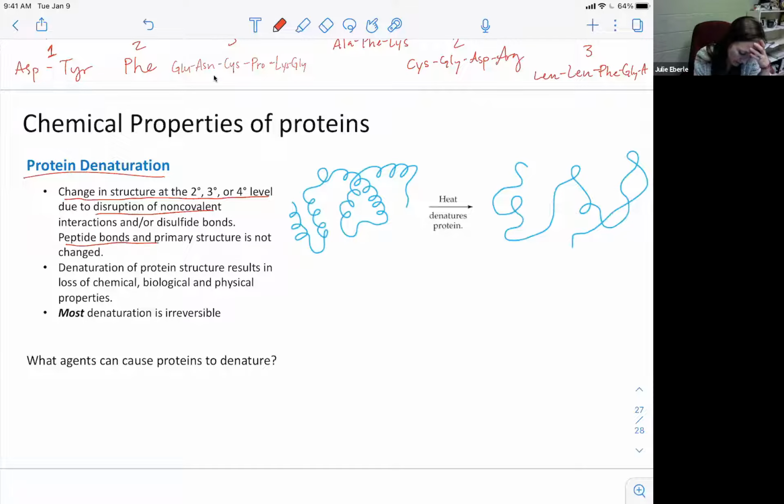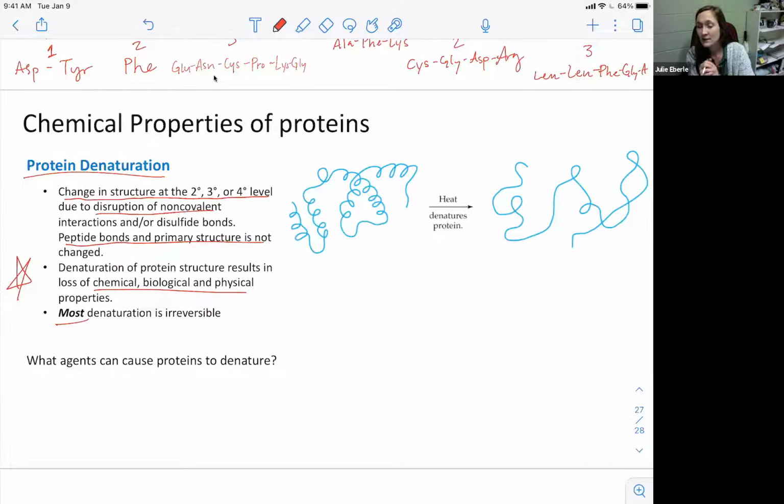So the peptide bonds, the primary structure though, is not damaged in protein denaturation. And this is why we hate it, okay? Because when we lose our protein structure, we lose the functionality of the protein. So this results in a loss of chemical, biological, and physical properties. If it unravels, it's not functional. It's not going to do what it needs to do or what it's supposed to do in the body. And most, not all, but most denaturation is irreversible. Once it unravels, it's not going to fold again.